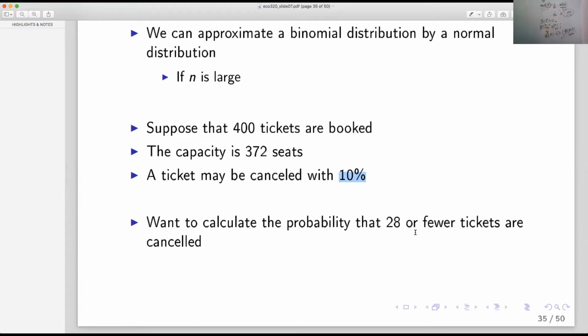example you might see when you are working in the hotel industry or airline industry. They are usually overbooked, because they know there is some probability that somebody cancels the reservation. So it's not going to maximize their profit if they sell only 372 tickets. They might want to sell a little more because they know that out of these people, someone will cancel, right?